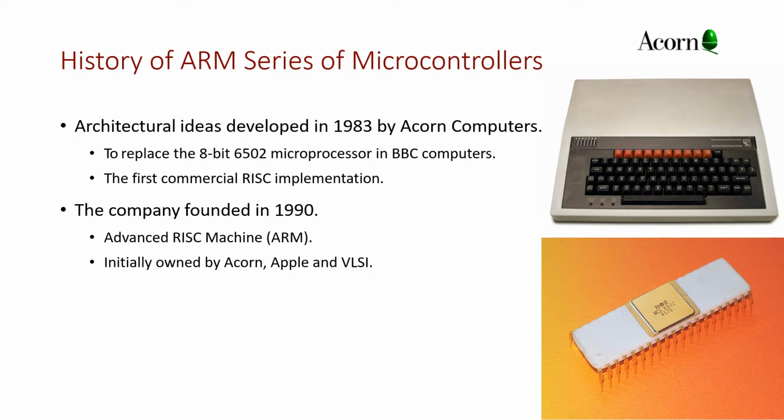So they came up with the idea of RISC processors. So they developed the ARM RISC processors in 1990. So Acorn Computers initially started, and afterwards Apple and VLSI companies also started to use this RISC type of processors. So this is the background of the evolution of the ARM processor.